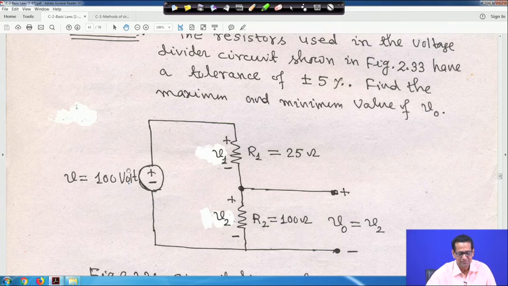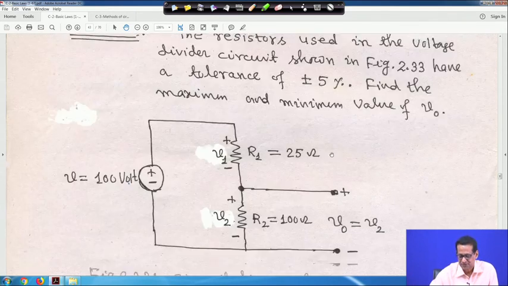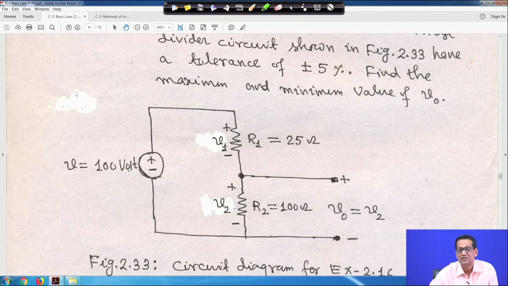It is a simple voltage divider circuit, a 100 volt source across R1, the voltage is V1 and resistance R1 is equal to 25 ohm, and this one is V2, resistance R2 is equal to 100 ohm, and same as before V0 is equal to V2. So, you have to find out the maximum and minimum value of V0. What will be the maximum value and what will be the minimum value? Tolerance is given plus minus 5%.